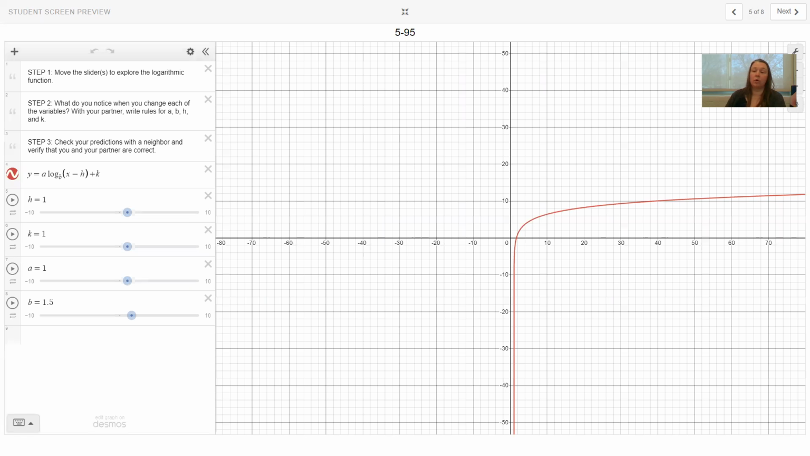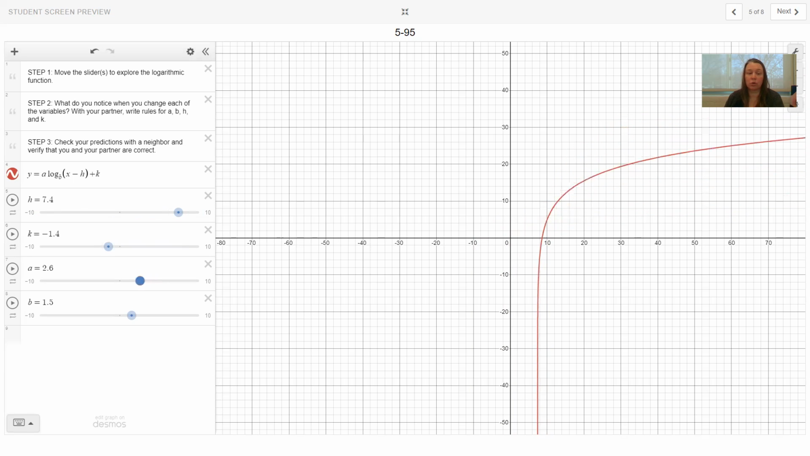So now we're going to talk about how we transform logarithms. This is just our general form over here, and we have all these parameters on the left. The h is going to shift it left or right, just like h's usually do. So it's going to basically move our vertical asymptote. The k is going to move it up or down. The a is going to be that vertical stretch. If it's negative, it's going to flip it over.